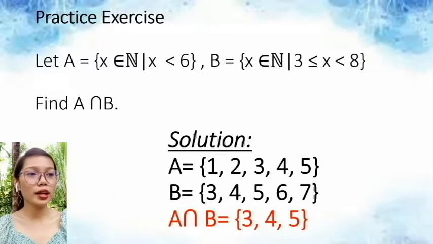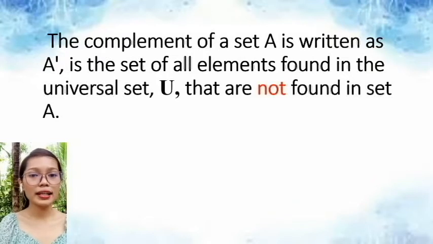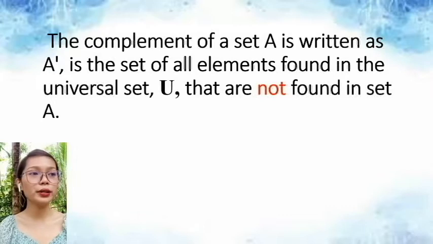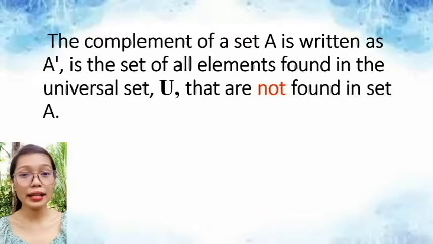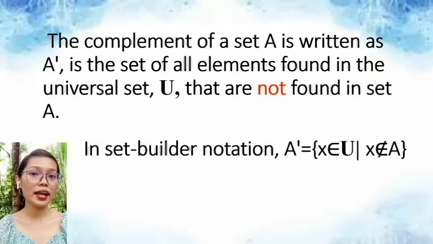Good job! Talking about the complement of a set, we have here the given set A. It is written or denoted as A prime, A bar, or A complement. It can also be written with a letter C on top, but to keep it simple, we will just use prime. This is the set of all elements found in the universal set but that are not found in set A. So we look for what is not in A, and that is A complement.